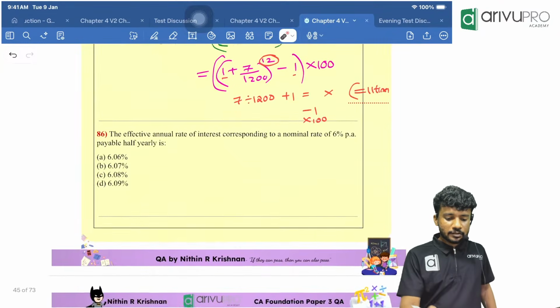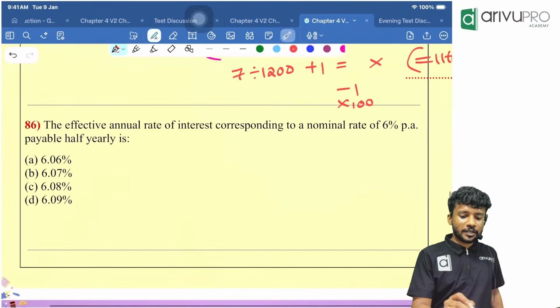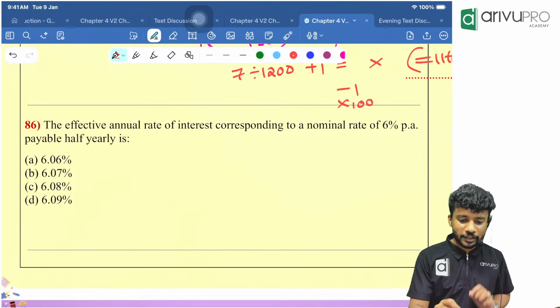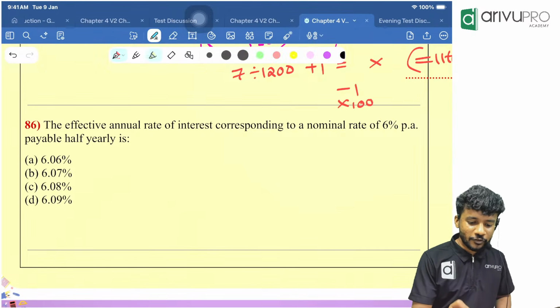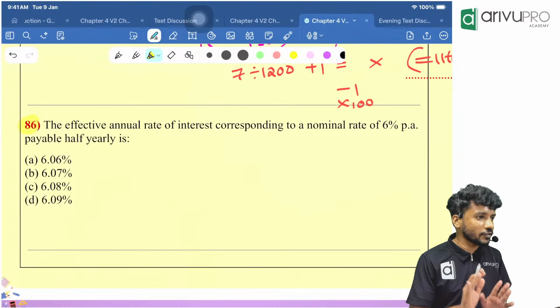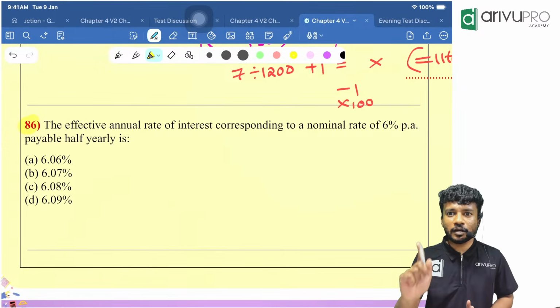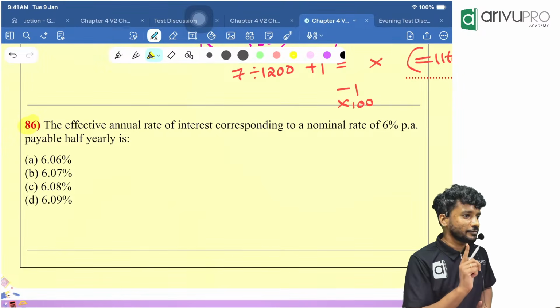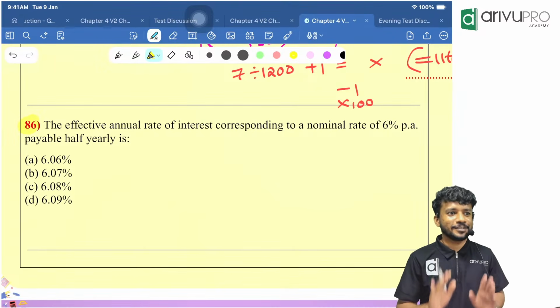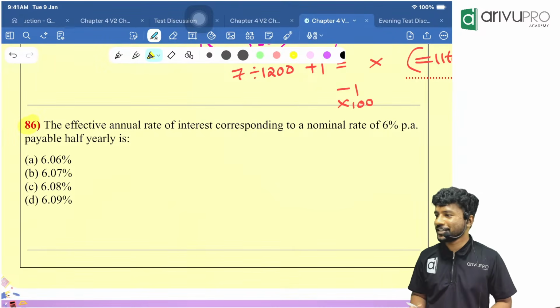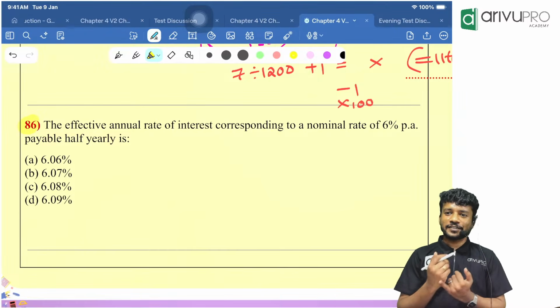Final setup. Another most repeated question, and people, this is a spoiler. It's not a prediction. It will be there for your examination. Effective rate of interest. One question is definitely there. Okay, it's not a prediction. It's a spoiler. I'm telling you. Yes. One is effective rate of interest.